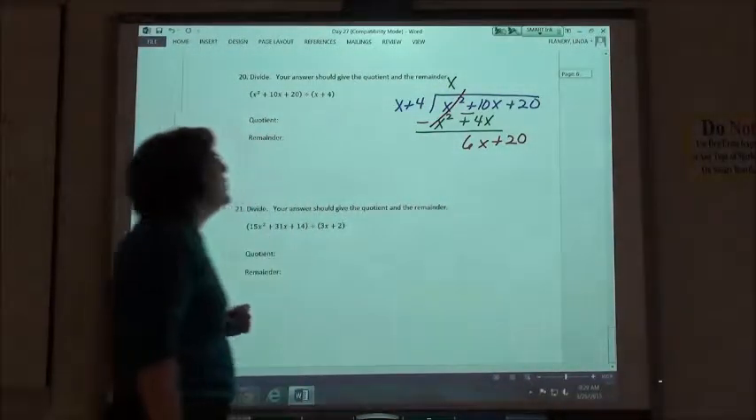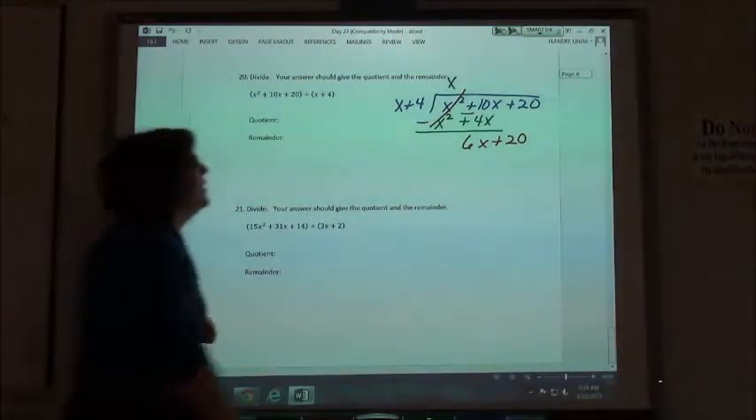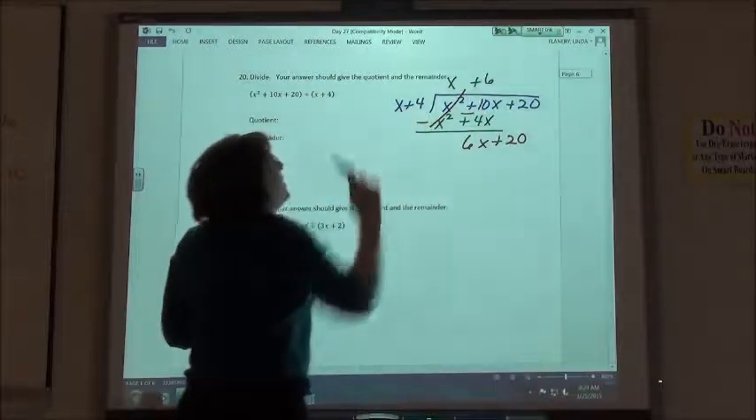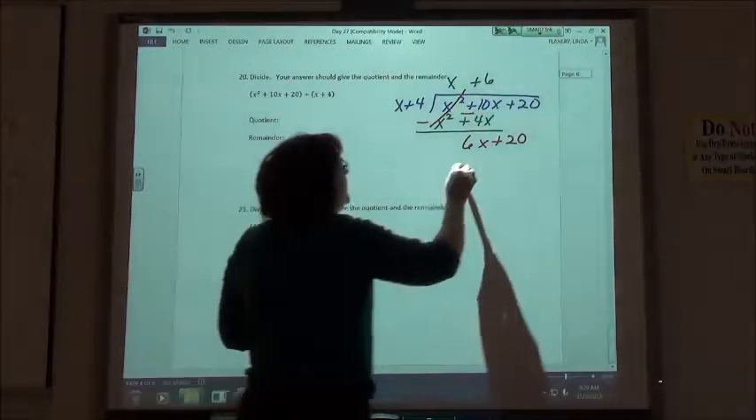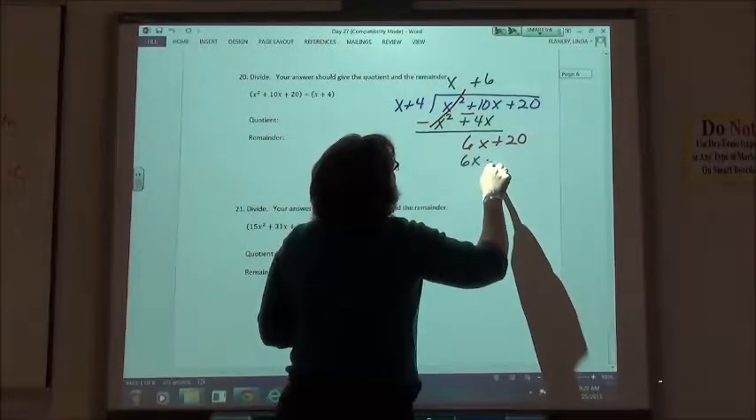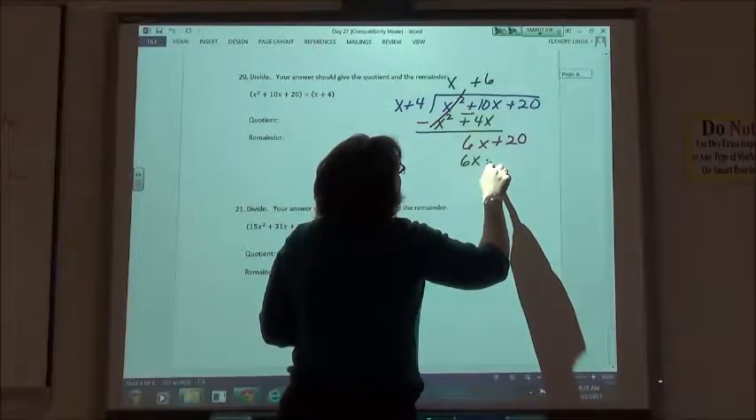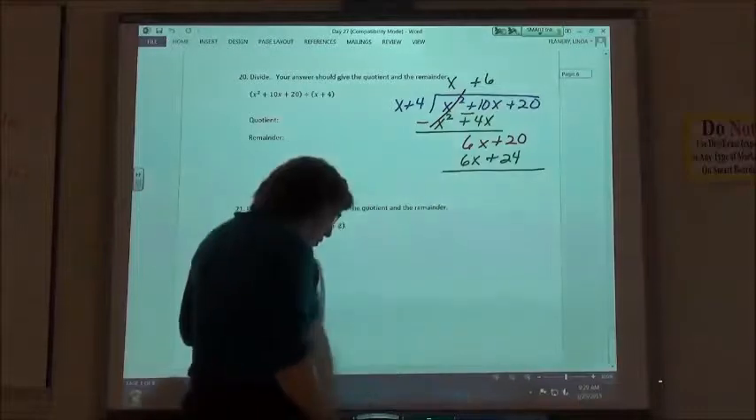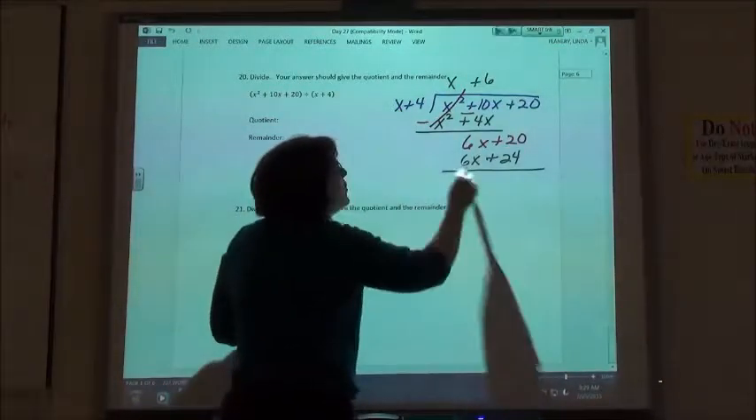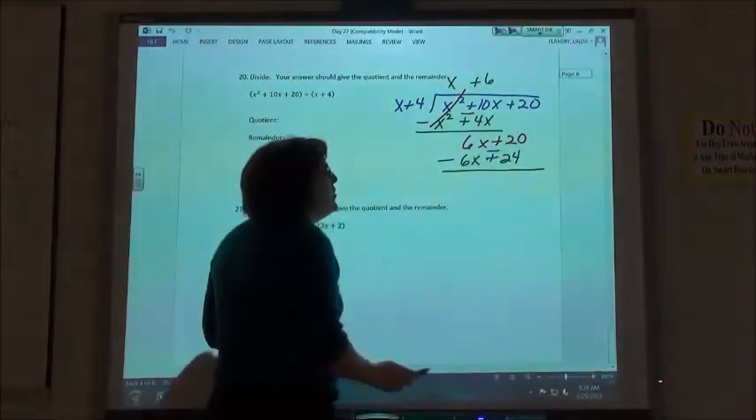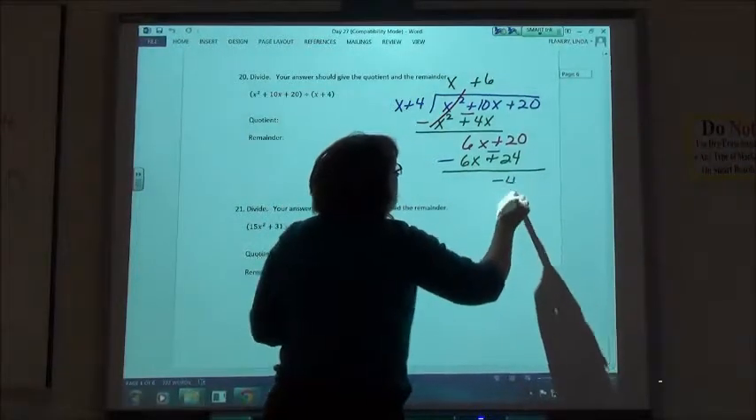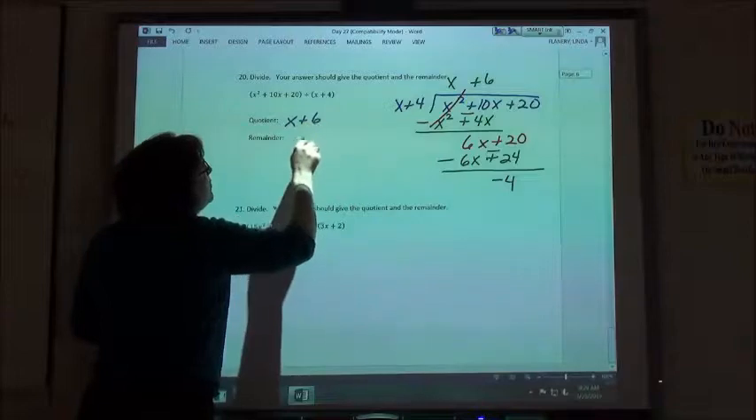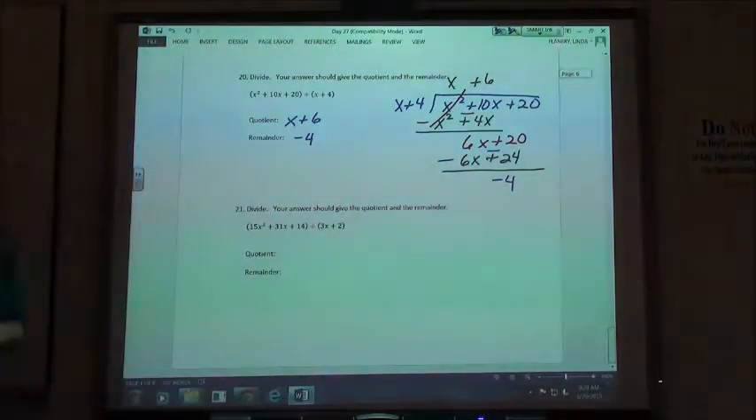x times what would give me 6x? Just a 6, a plus 6 up there then. So multiplying that out, I would get 6x plus 24. I then have to subtract, and so my remainder is going to be negative 4. So my quotient is x plus 6, my remainder, negative 4.